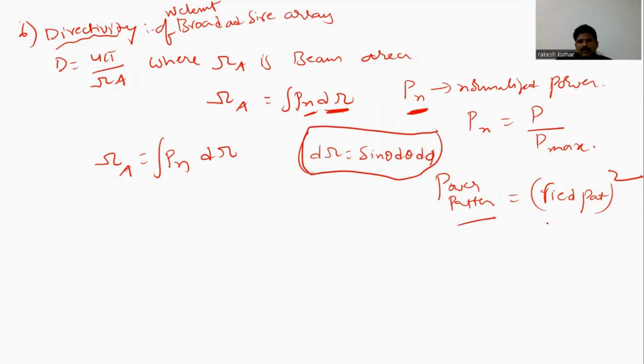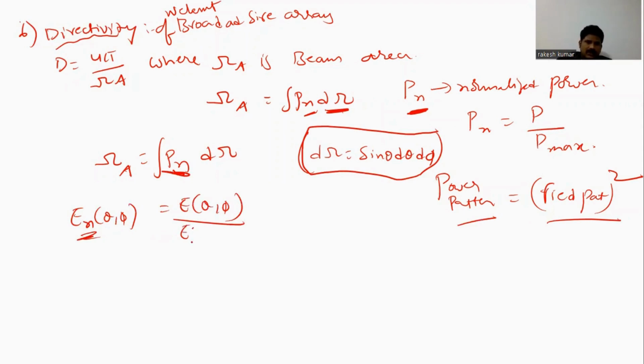So the power pattern is equal to the field pattern squared. Here I will express the power pattern in terms of the field pattern. So what is the field pattern? The normalized field pattern En of theta comma phi is equal to E of theta comma phi divided by its maximum value, E of theta comma phi maximum. For an N element array, we have already derived this.